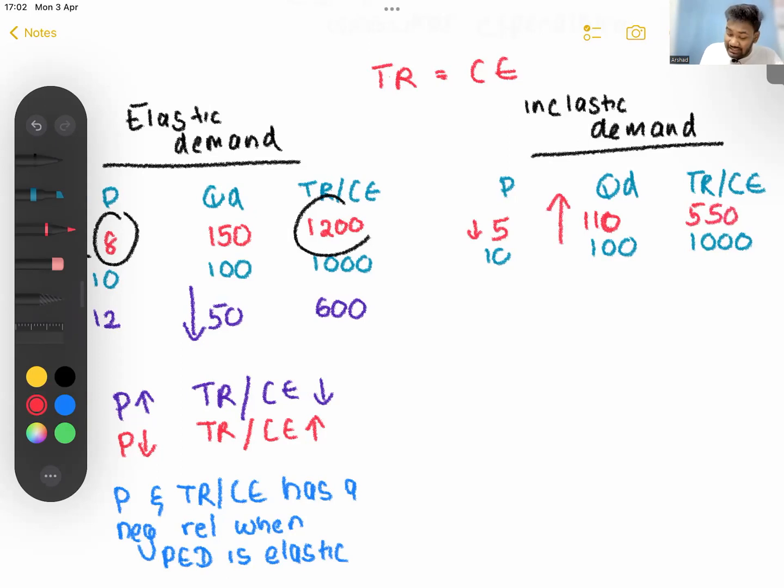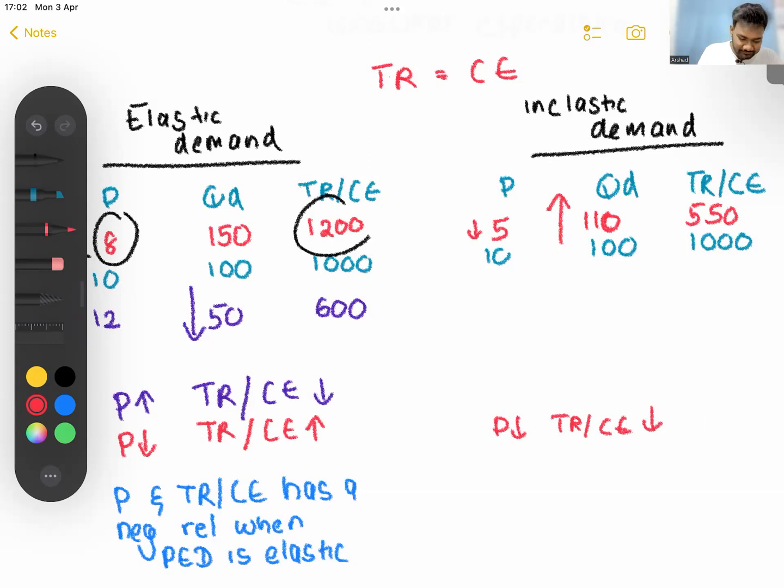So what happens here? When I decrease my price, what happens to my total revenue or my consumer expenditure? Total revenue, consumer expenditure also decreases. I decrease price, total revenue or consumer expenditure also went down.